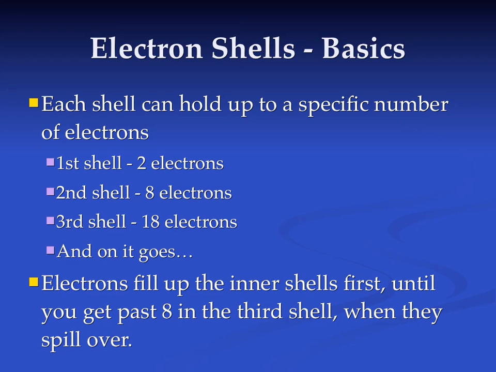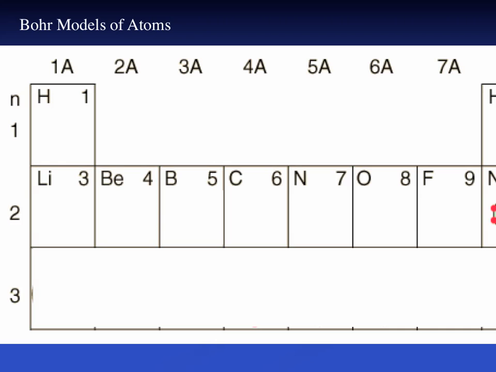So, like we said, each shell can hold up to a certain number of electrons. The electrons fill up the inner shell first until they get past that 8 in the third shell when they start spilling over. So if we were to look at the periodic table and look at the Bohr models of some of the atoms in it, here's a Bohr model of hydrogen. The nucleus here is represented with just that center. We can see that lithium actually starts to spill into the second shell. So it's worth noting that both hydrogen and lithium in this first column have 1 outer shell electron.